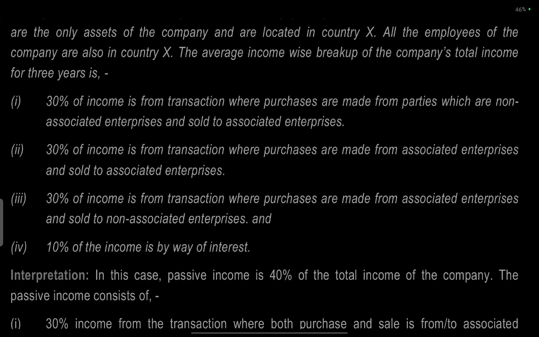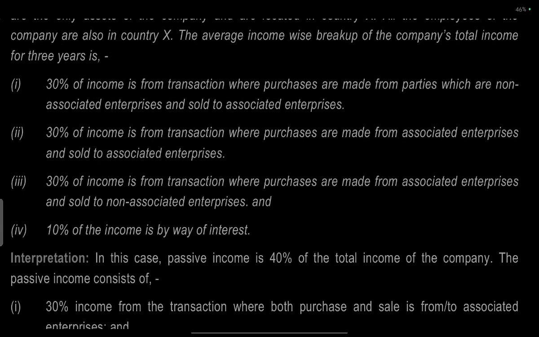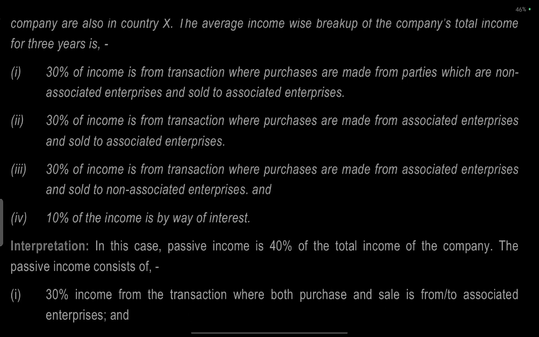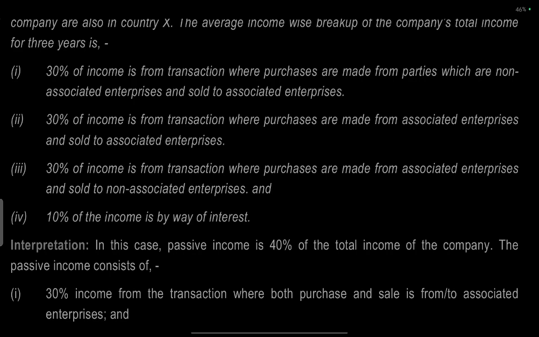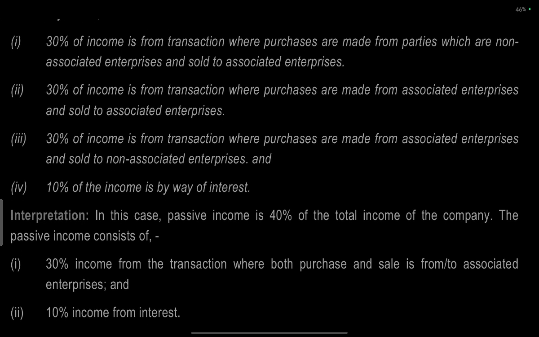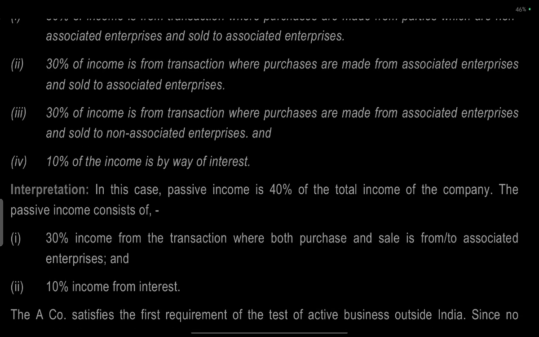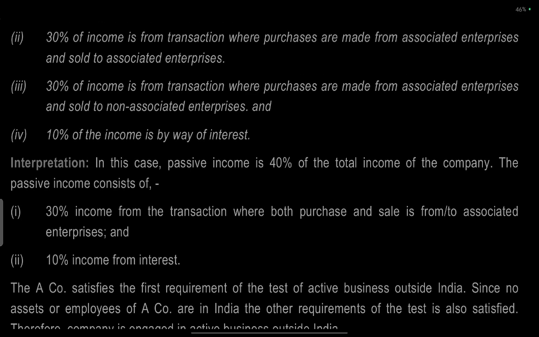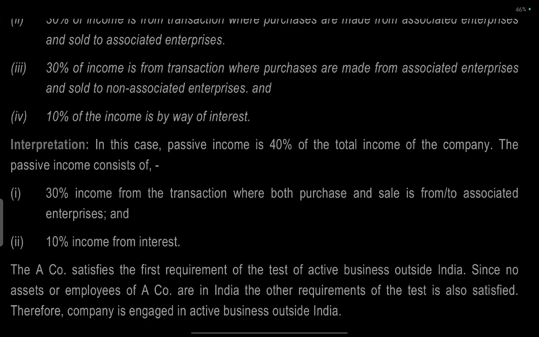30% of the income is from transactions in which purchases are made from non-associated enterprises and sold to associated enterprises. 30% of income is from transactions in which purchases are made from associated enterprises and sold to associated enterprises. 30% of income is from transactions in which purchases are made from associated enterprises or from non-associated enterprises. And 10% of the income is by way of interest. So, interpreting the case, the passive income is 40% of the total income of the company. The passive income is the 30% from transactions with associated enterprises and the 10% interest income.